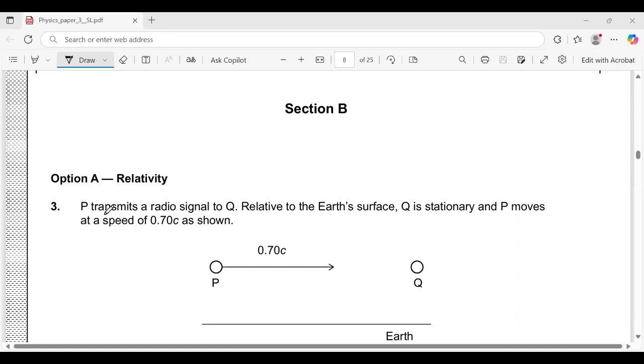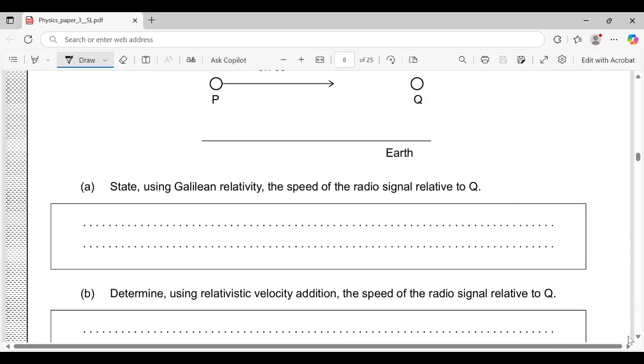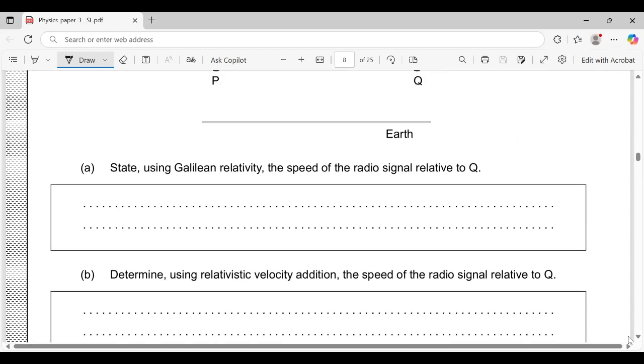Number 3. We transmit a radio signal to Q. Relative to the Earth's surface, Q is stationary and P moves at a speed of 0.70c, as shown in this diagram. State, using Galilean relativity, the speed of the radio signal relative to Q.